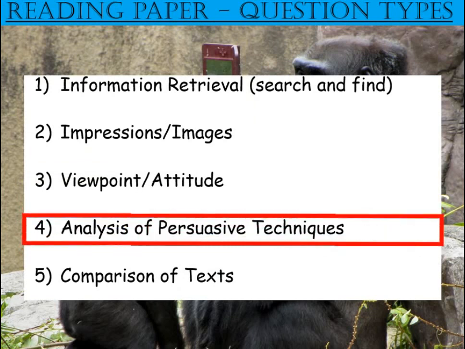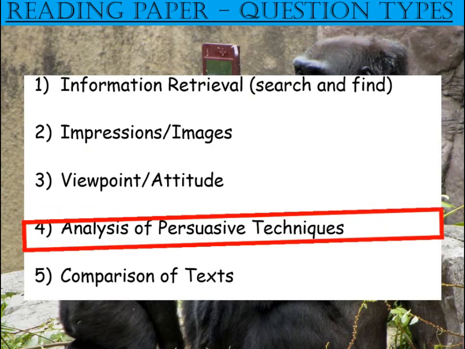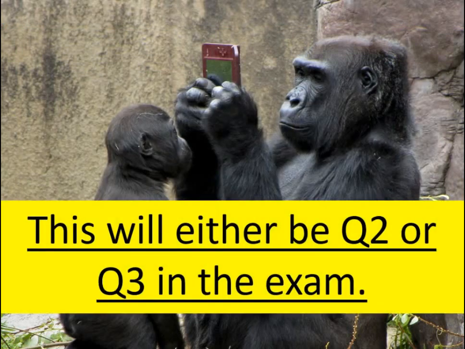This is the only question where you'll be expected to use point, evidence, explain. This is probably the trickiest question on the reading paper. So this question will either be question 2 or 3 in the exam. If we look at the thoughts and feelings question, they normally swap. So what I mean by that is if the thoughts and feeling question is number 2, the how will be number 3 and vice versa.